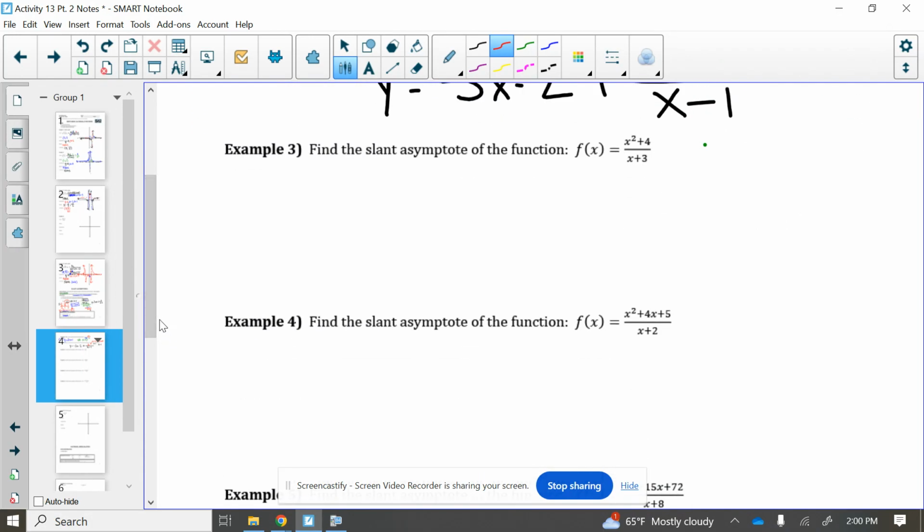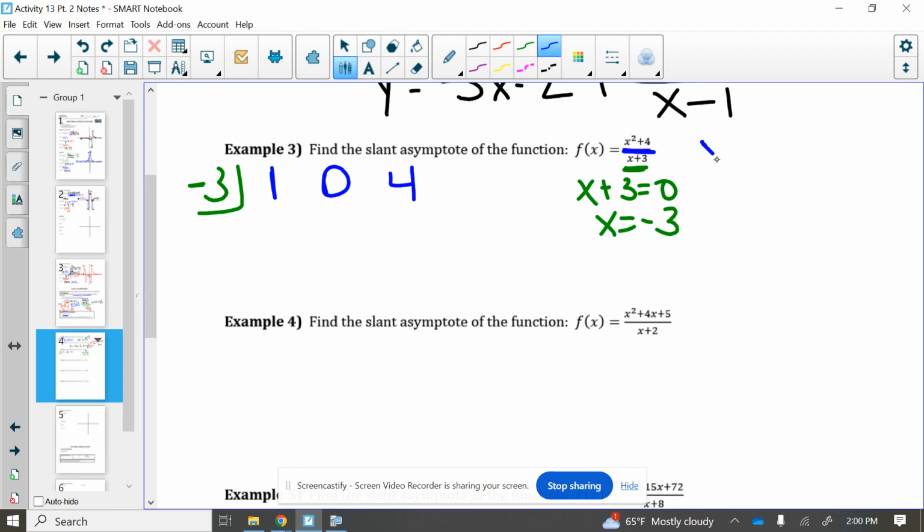Now, in example 3 here, we are asked to find the slant asymptote of the function. So again, step 1 is still finding that vertical asymptote. In this case, we have one at negative 3. If we use synthetic division on this one, notice our top pieces: we have 1x squared, 0x, and a 4. Where we're getting these numbers is that we don't have a term for x in the original, but we still need that placeholder in the equation.